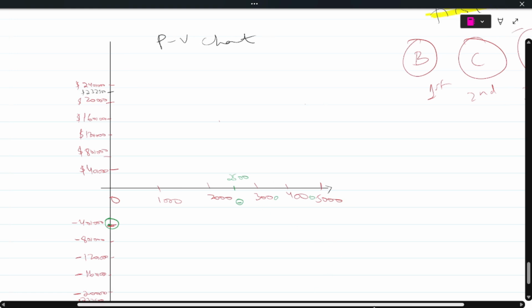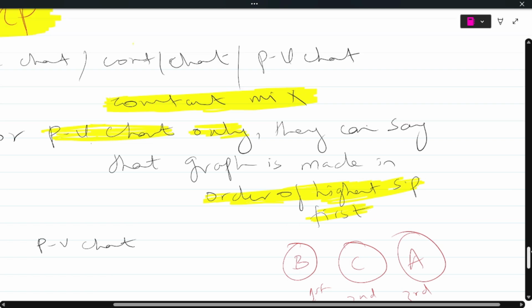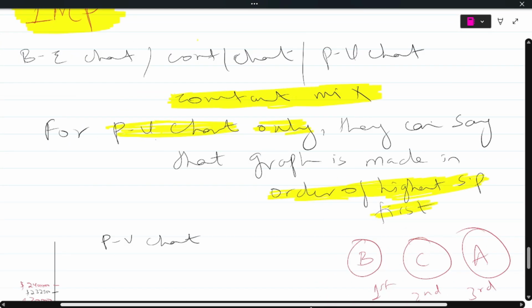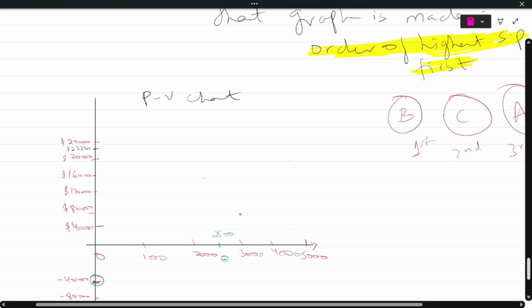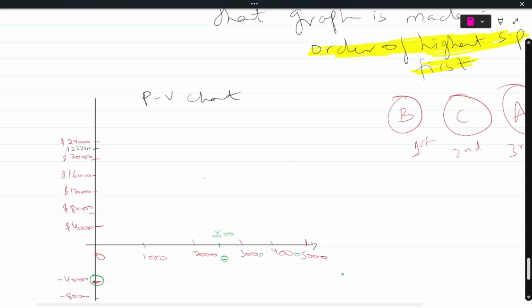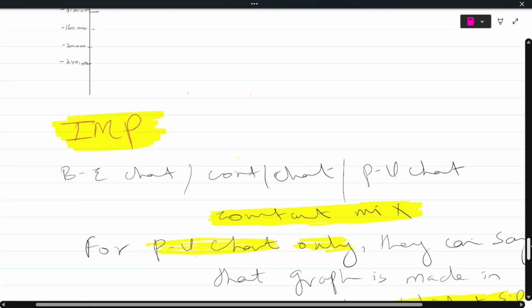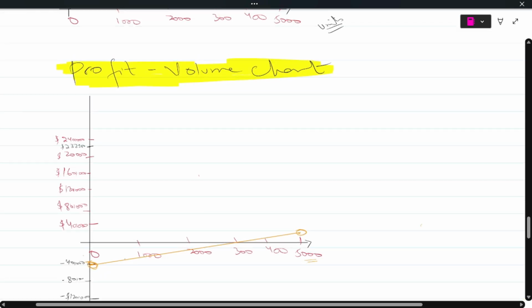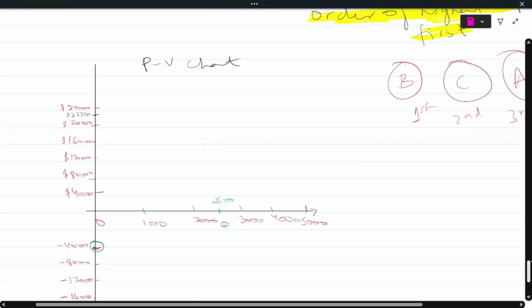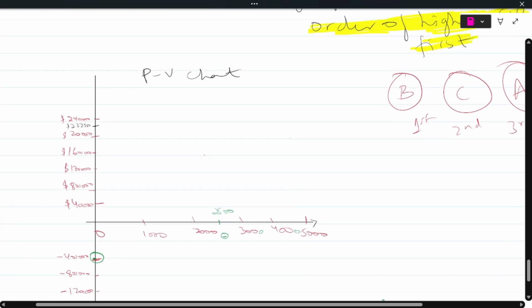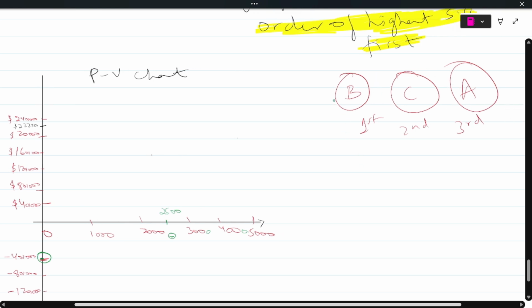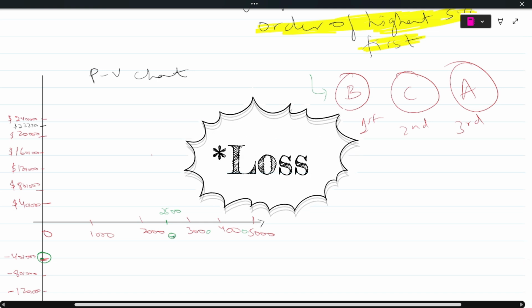And remember, we are making this as per the highest selling price first, okay? Got it? So yes, we are calculating the profit because it's a profit to volume chart, but instead of taking the total profit like we did in the case of constant mix, where we took the total profit of all 3 products, we are not doing the same thing over here. Now it says in order of highest selling price first. We just saw that B has the highest selling price, so I first mark the profit of B, okay?